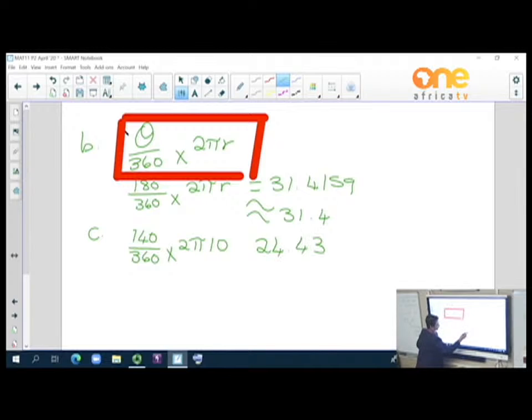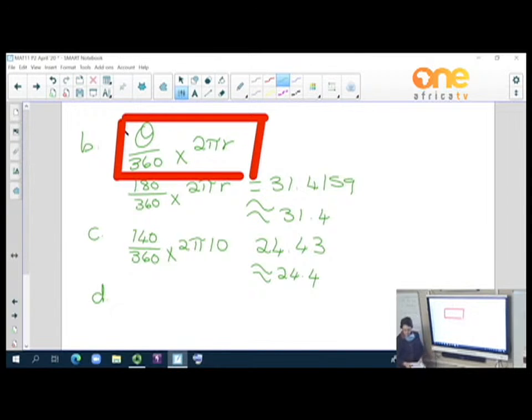24.43. Okay, and then we round off to 24.4. Don't be lazy with this, because otherwise you have to redo it again. You must use unrounded information in a B part or so.